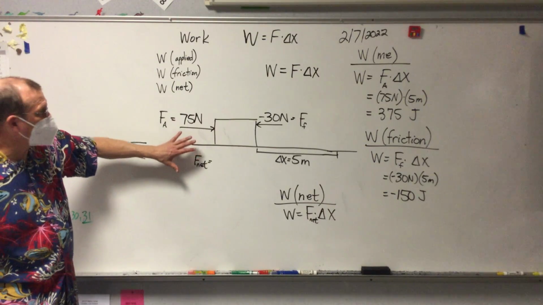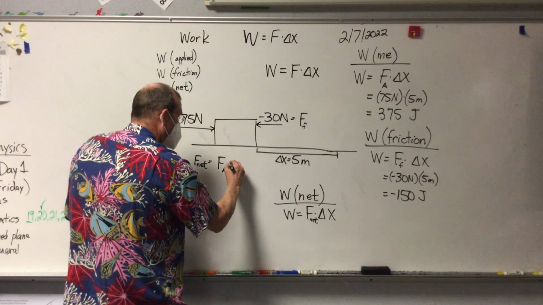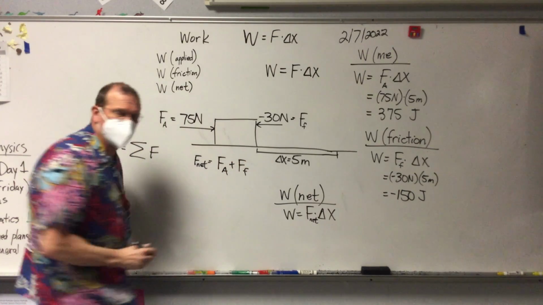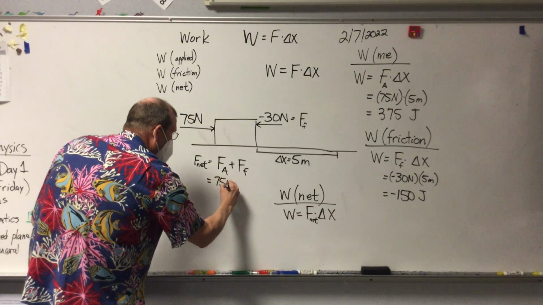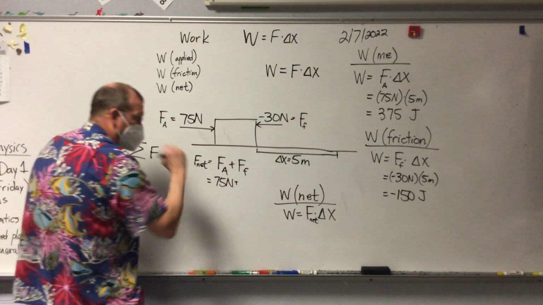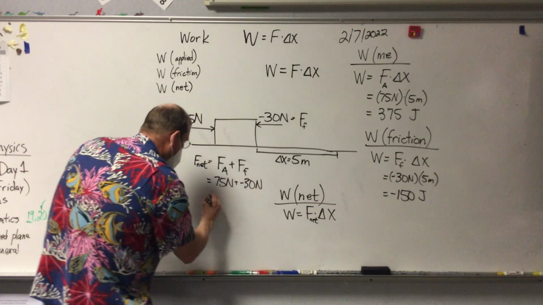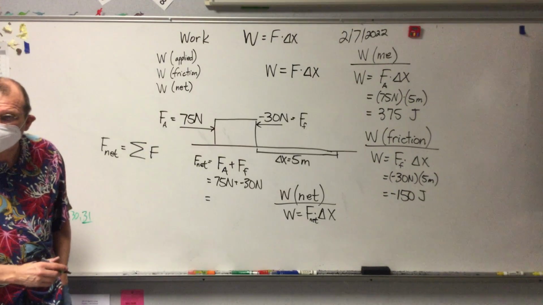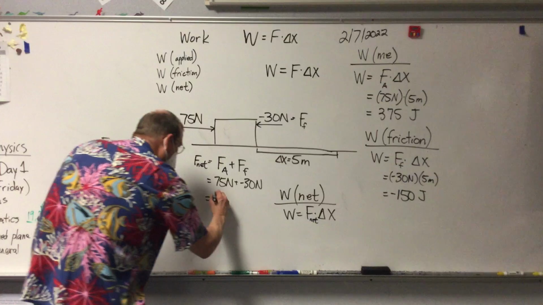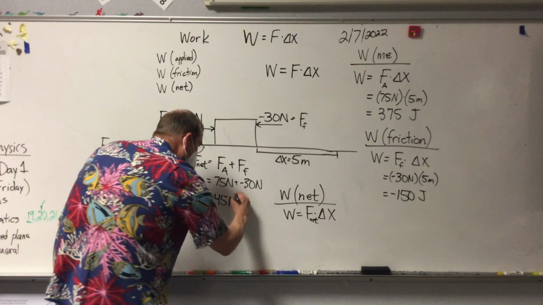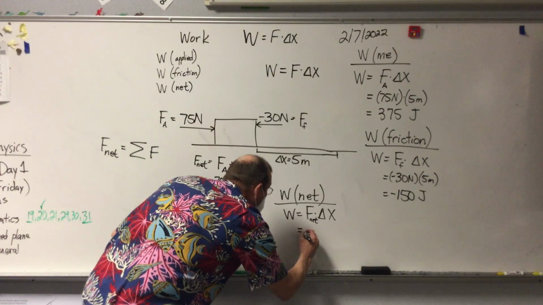to calculate our net force, we only have two forces: applied force and frictional force. Our applied force was 75 newtons, and our frictional force is negative 30 newtons. So how big is our net force? 45. It's 45 newtons.